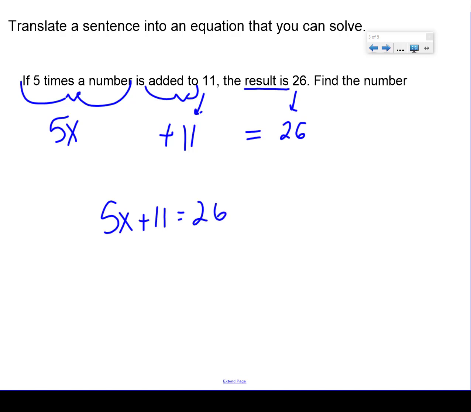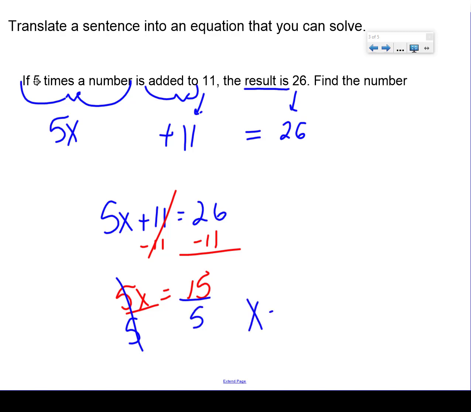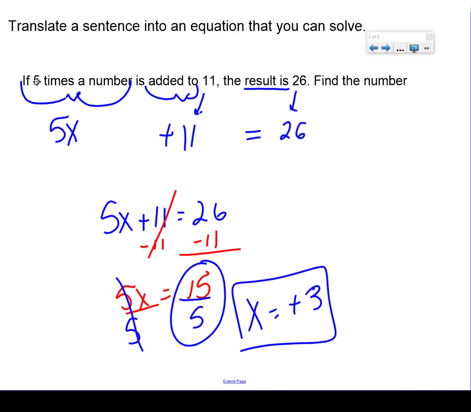So I'm going to move all of the numbers that don't have any letters attached to them to the other side by doing the opposite of what I have. So I have positive 11, so I subtract 11 from both sides. And so 5x comes down, and 26 minus 11 gives me what? 15, I hope. I divide both sides by 5 because that's what I need to go away from my letter. And notice that the 5 and the x are touching, which means multiply. To do the opposite, I divide on both sides. And I find x equals, these two are both positive, or both signs are the same, so the answer is positive. 5 goes into 15 3 times. So x equals 3.